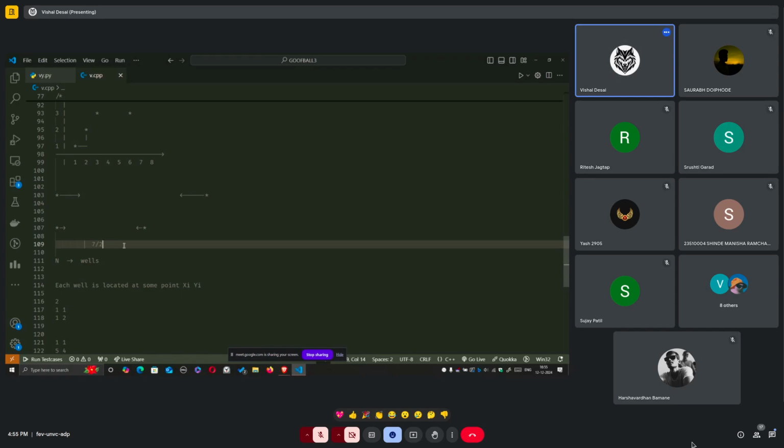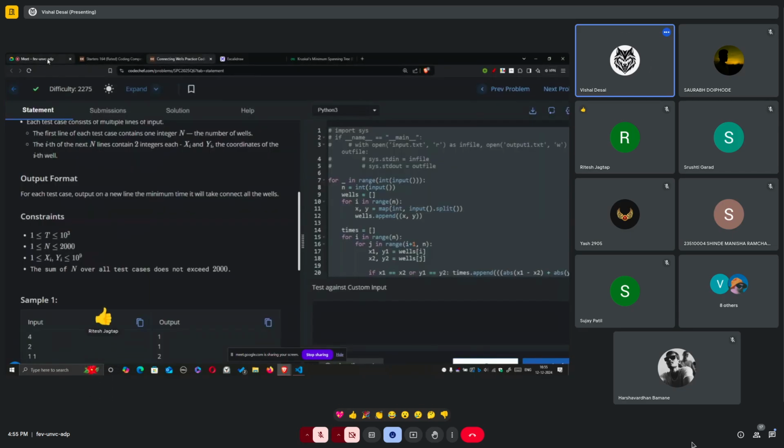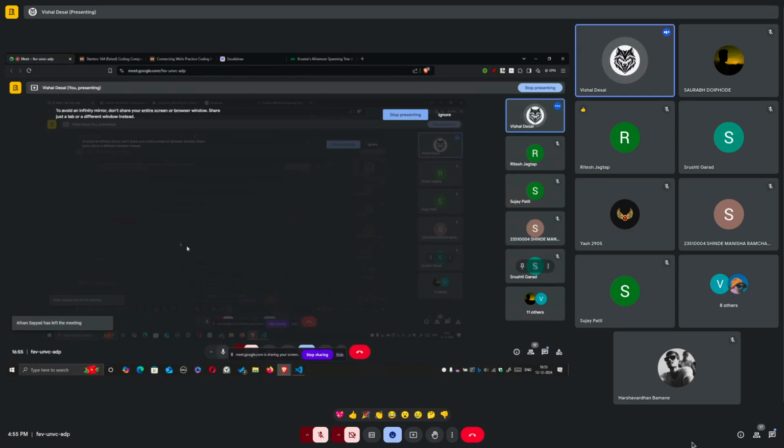That's why the answer is the ceil of this if it is an odd number, or else if it is even, then it's fine. Let's say the distance is 4, then it will just take 2 seconds. That is, this will cover 2 distance and this will cover 2 distance. Yes or no? Is everyone getting what I am saying? Yeah, okay.